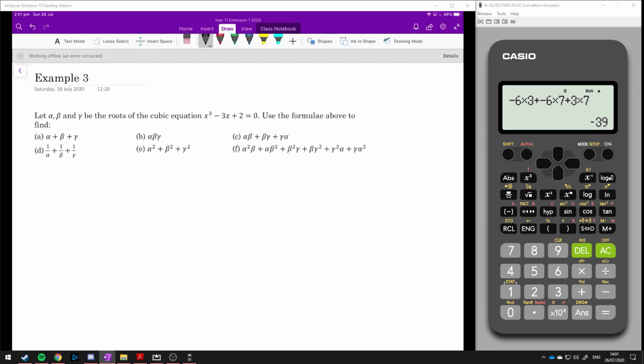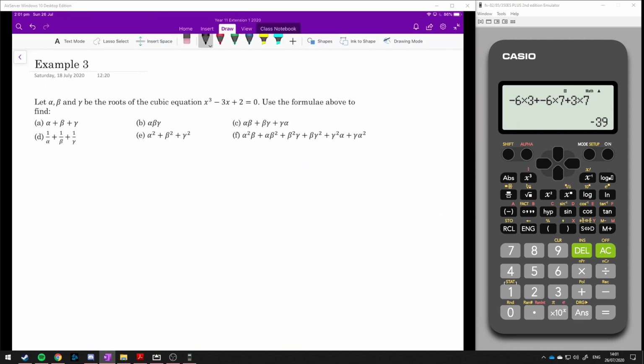So what we're going to do is have a look at this in action with a cubic. This cubic is going to help us calculate some specific parts of these. So let's have a look at the first one. Let alpha, beta, and gamma be the roots of the cubic equation x cubed minus 3x plus 2 equals 0. Use the formulae above to find.